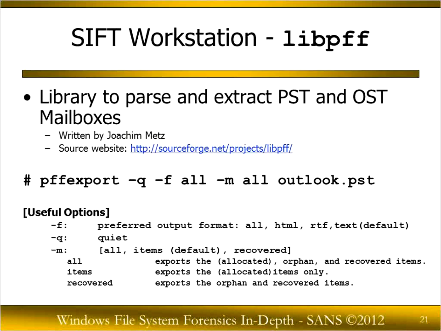Another great capability is libpff, written by Joachim Metz, the source website that you see here. One of the things I end up doing with this is extracting Outlook data from a mail store. It functions extremely quickly as well. So the command here is pffexport -q, which says quiet mode, -f all, meaning it's going to rip out HTML, RTF, and text for the defaults. -m all is for allocated, orphan, and recovered items. So you could just have it go through and pull out all of your deleted data and put it in your Outlook PST file.